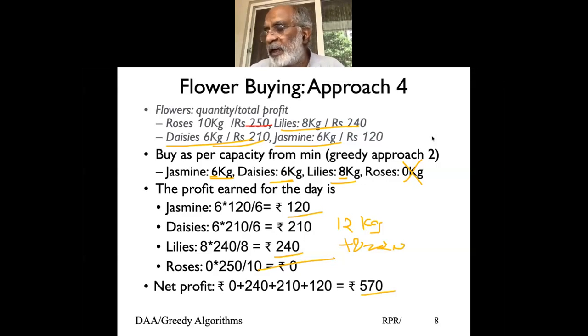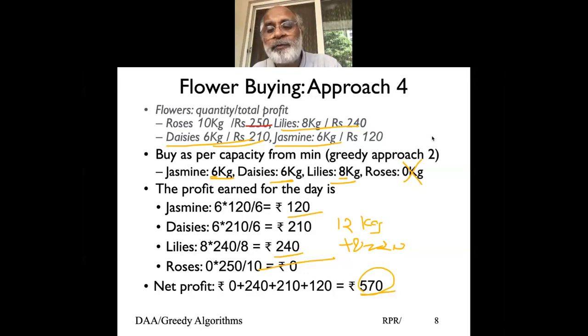So my profit has become: first approach 550, second approach 546, third approach 560, fourth approach 570. Is there a better approach? My objective is to maximize my profit.